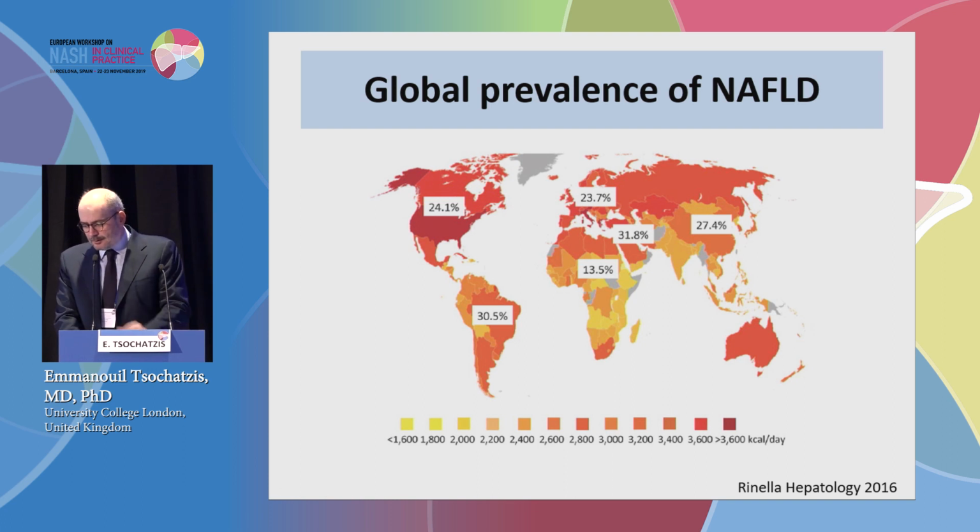The prevalence is close to 25%, and what is interesting is that there is an important prevalence even in countries where the caloric intake is not more than 2,000 calories, and this also means that it is not only how much we eat, but what we eat as well, and processed food might play a role.